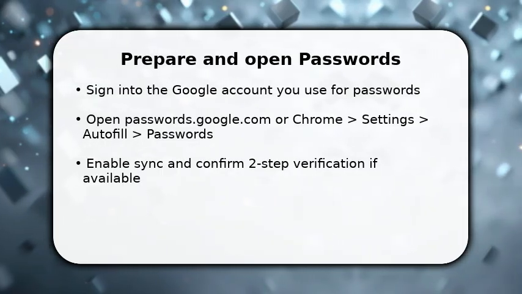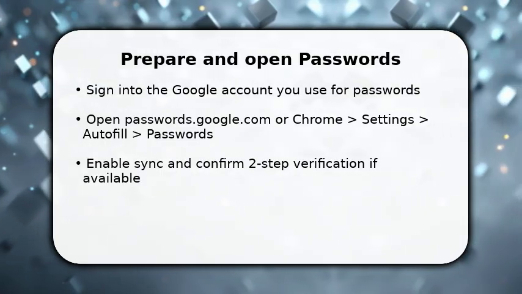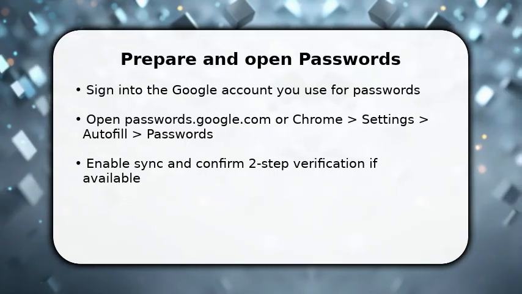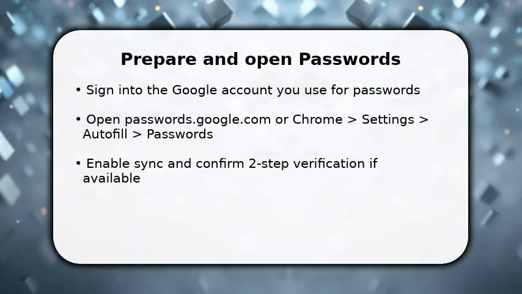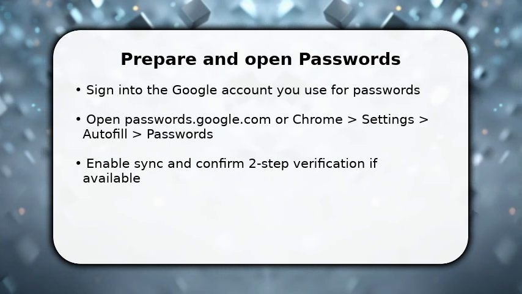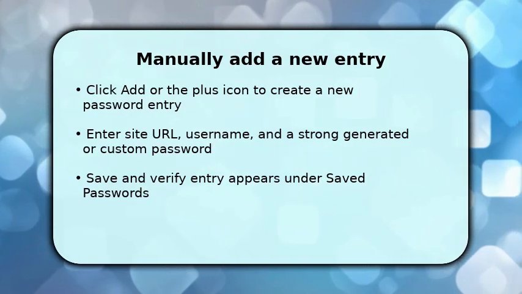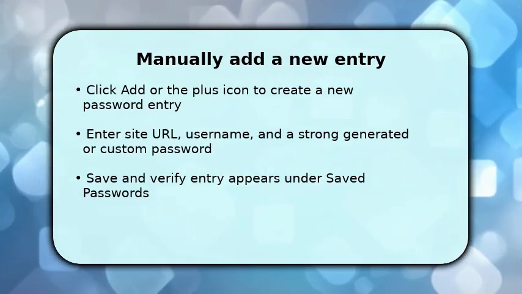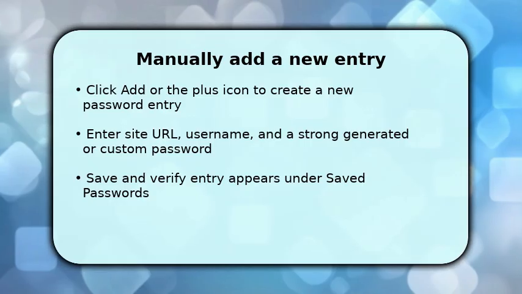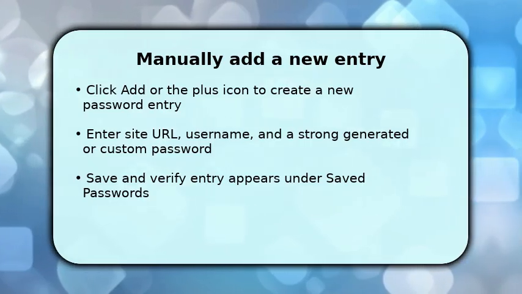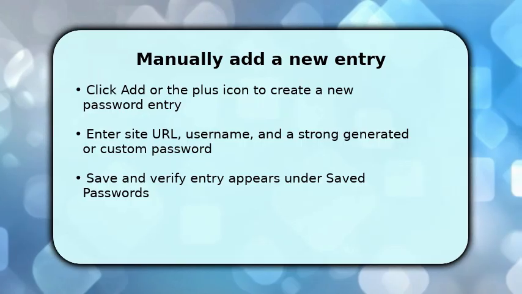Now that prerequisites are ready, you're positioned to add a new entry manually or save it from a site. Next, I'll show the manual add and field mapping for clarity. You'll click Add or the plus icon to create a new password record. When the dialog opens, type the exact site URL so autofill matches later, then add your username or email.